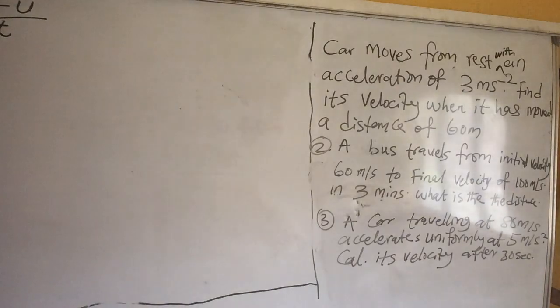Now, for the question, you will write out what has been given to you. A car moves from rest with an acceleration of 3 meters per second squared. Then find its velocity when it has moved a distance of 60 meters. It also gives us a distance, which is 60 meters. The car moves from rest, so the car is at rest. Therefore, initial velocity is 0. Then we should find velocity, which is v equals question mark.